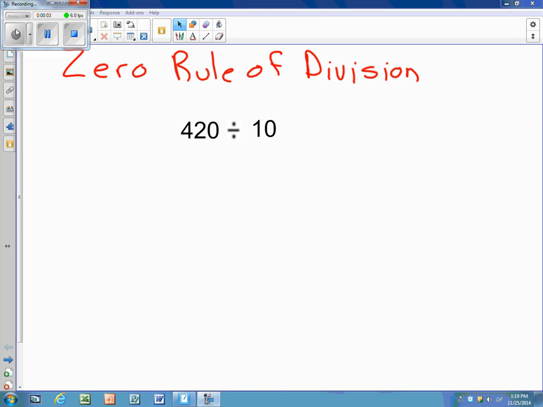Module 2, Lesson 11, the Zero Rule of Division. Before we start talking about the zero rule of division, we first need to know the components of the division problem. So when we do get an answer, our answer in a division problem is called the quotient.